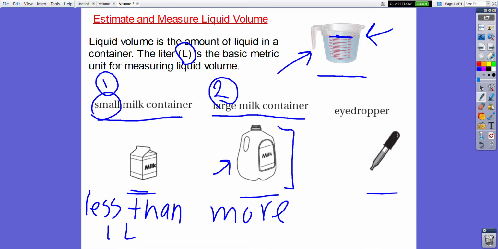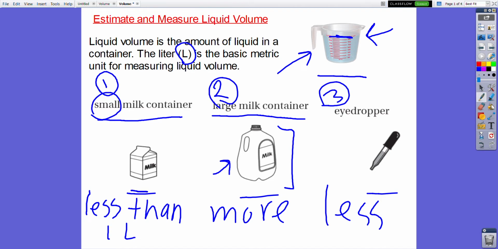Look at example 3, eyedropper. You know the eyedropper, the small one that you can sometimes see with medicine. We use it for picking up liquid. Now, do you think this eyedropper holds more than 1 liter, less, or about? It's a very small tool. So it's less than 1 liter.